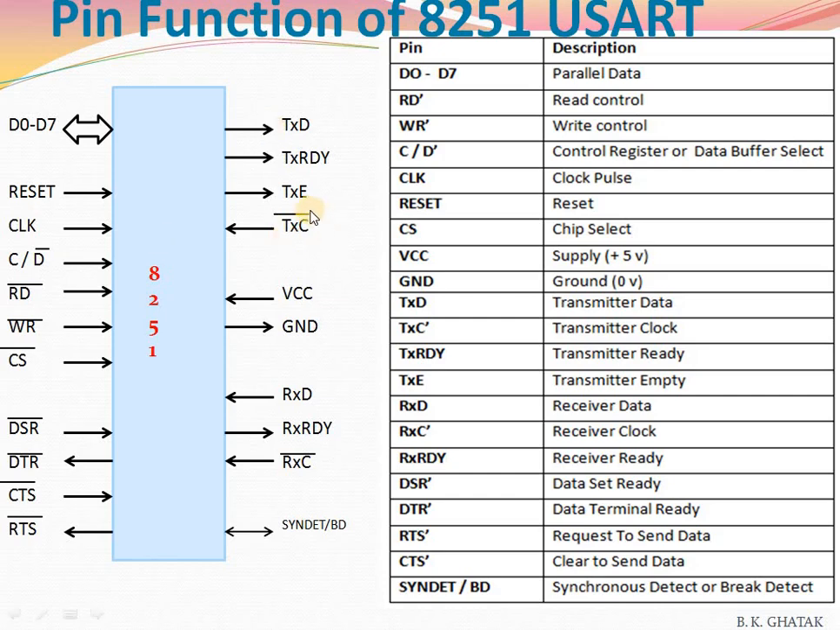So the next one is the transmitter clock. It is an active low signal. This input signal controls the rate at which the data is transmitted bit by bit by the USART.